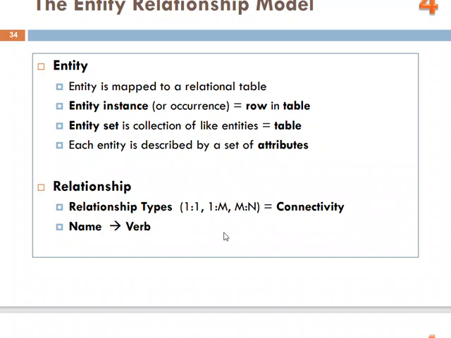Okay, relationship sama macam tadi juga. Relationship type still one to one, one to many, many to many. Okay, so the relationship types ni kita panggil dia sebagai connectivity. Okay, dan dia dalam bentuk verb. Nama relationship tu dalam bentuk verb. Contohnya, one customer is handled by one agent. So, handle tu adalah verb dan verb tu adalah nama relationship nanti.